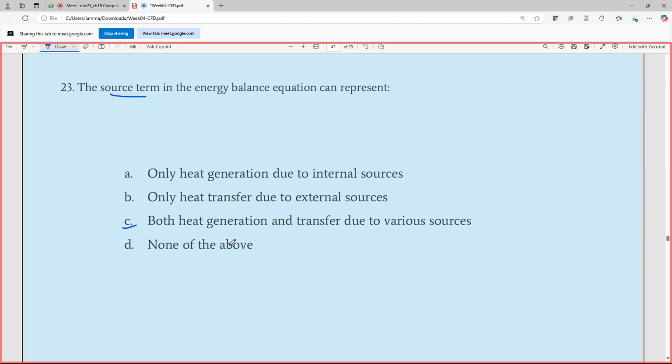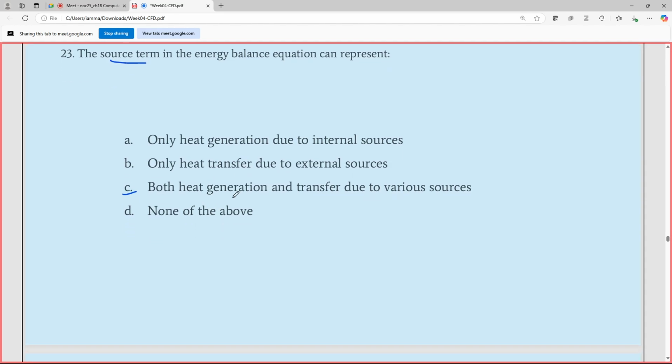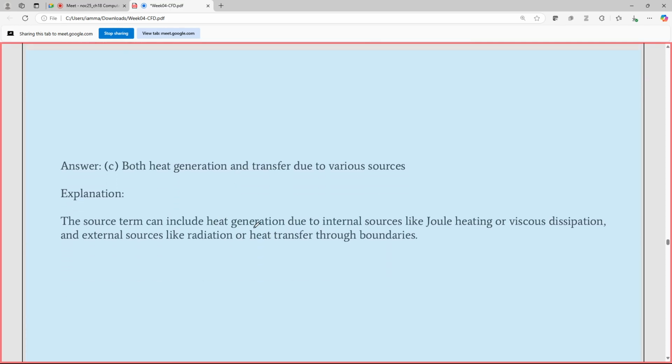The answer is option C, both heat generation and transfer due to various sources. Source terms can include different heat generation sources like joule heating and viscous dissipation, and also external sources like radiation or heat transfer through boundaries. So the source term in the energy equation can represent heat transfer and generation due to various sources.